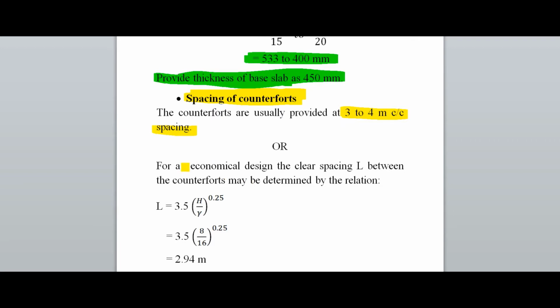Or for an economical design, the clear spacing L between the counterfort may be determined by a relation: 3.5 into h by gamma into 0.25. Is this calculation enough, or should we follow this 3 to 4 meter? From the exam point of view, I advise you to go with 3 to 4 meter, because this calculation is time consuming.